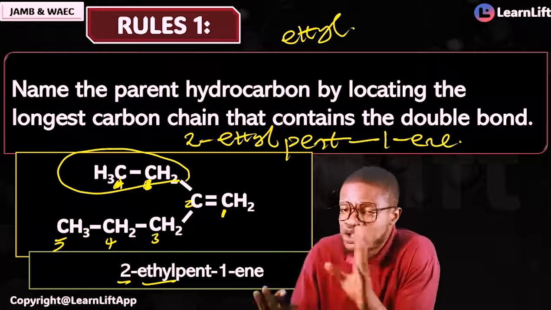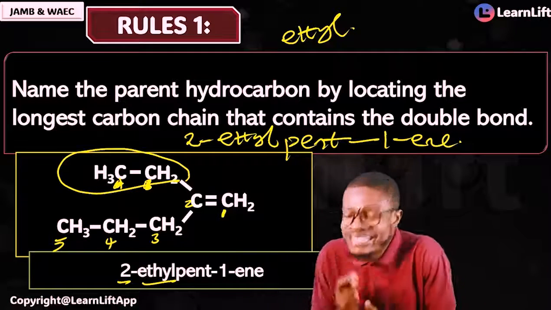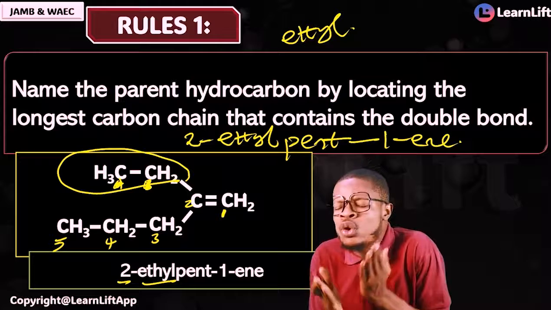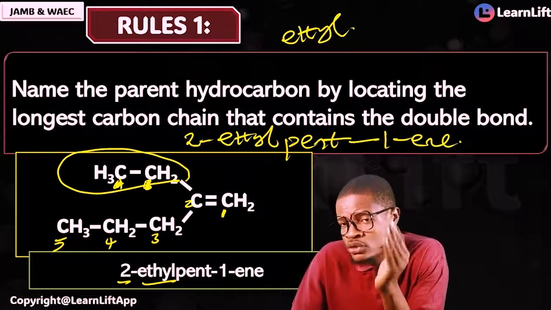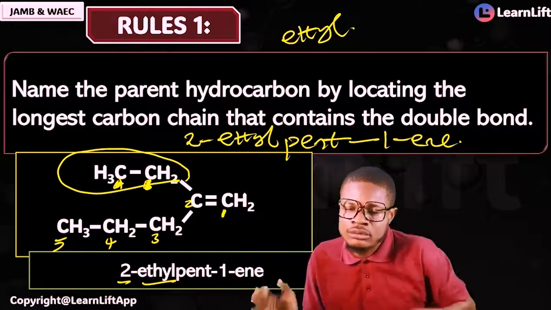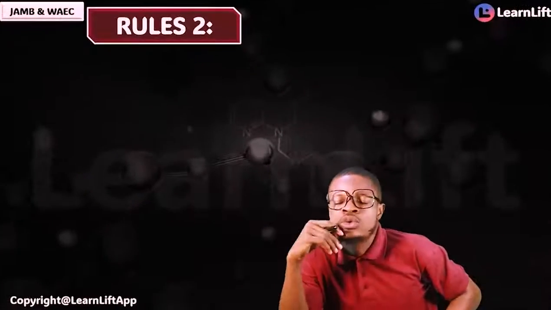What is rule 1? Don't stress first. Just learn rule 1 with me. Name the parent hydrocarbon by locating the longest carbon chain that contains the double bond. And you saw the way we counted it, right? Powerful. Look at this very quickly, rule 2.